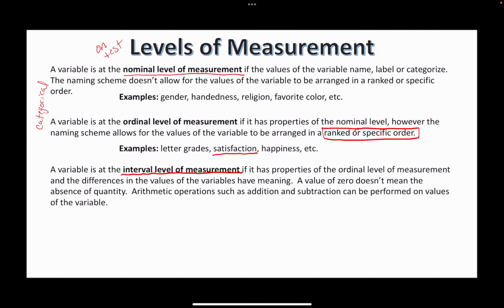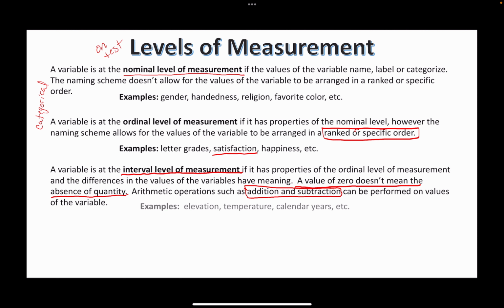So these are quantitative. Here, this is important: a value of 0 doesn't mean the absence of quantity. So you need to look at what 0 means with this variable. If I say this variable is 0, it doesn't mean that there aren't any, the absence of quantity. Also, the math you would do with this is addition and subtraction. Most of the time with these variables, multiplication and division do not make sense, but addition and subtraction do.